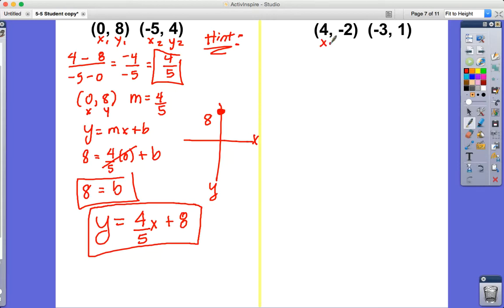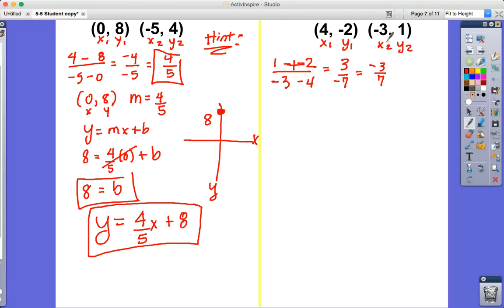All right, x sub 1, y sub 1, x sub 2, y sub 2. Find my slope: 1 minus negative 2 over negative 3 minus 4. 1 minus negative 2 is 3. 1 plus 2 is 3. And then negative 3 minus 4 is negative 7. There goes Ms. O'Neill with these fractions. And we get negative 3/7. So my slope is equal to negative 3/7. This is my m.